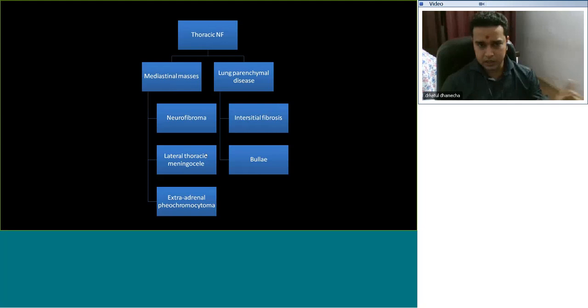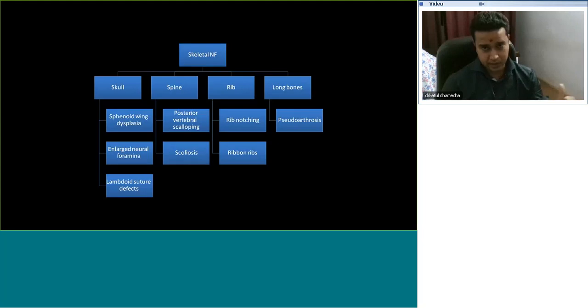So what are the other abnormalities that you should look for when you find this is a case of NF1? Don't let it go, or at least inform the clinician that this is a suspected case of NF1. You should go and screen the other areas like thorax and abdomen, to look for mediastinal masses, lung parenchymal disease, neurofibromas anywhere else, lateral thoracic meningocele, and extra-adrenal pheochromocytomas, which are more common in such an age group.